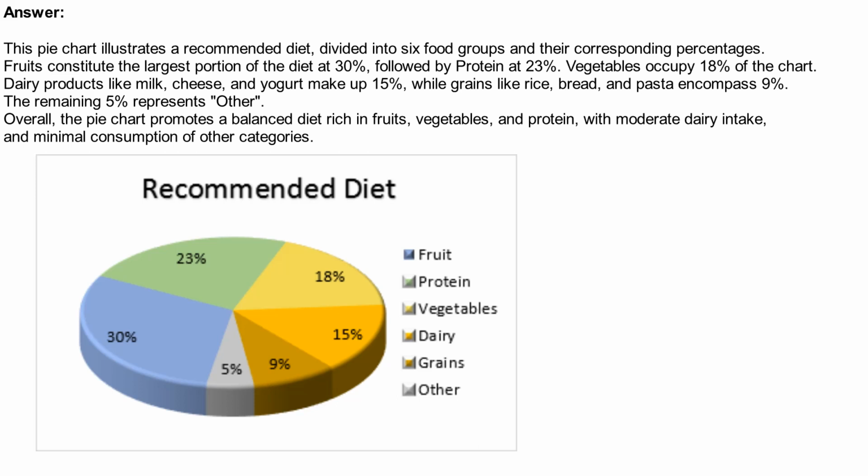The remaining 5% represents other. Overall, the pie chart promotes a balanced diet rich in fruits, vegetables, and protein, with moderate dairy intake and minimal consumption of other categories.